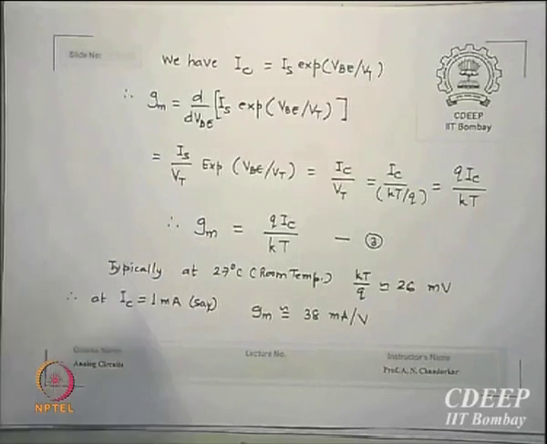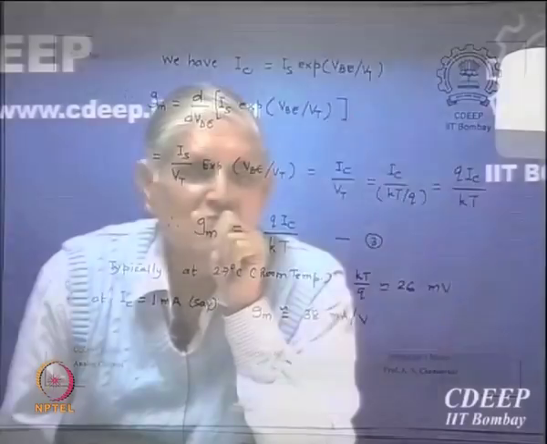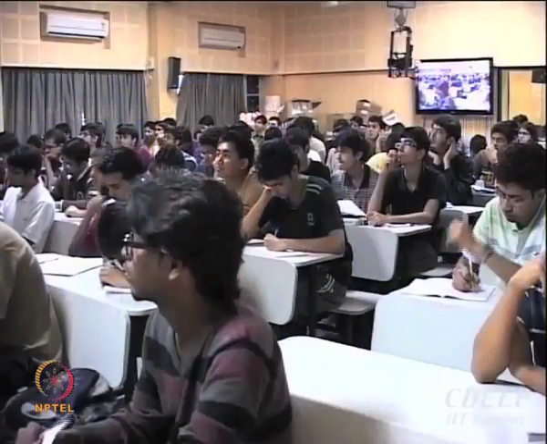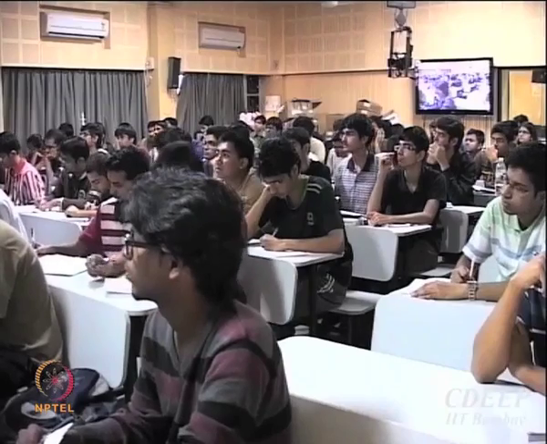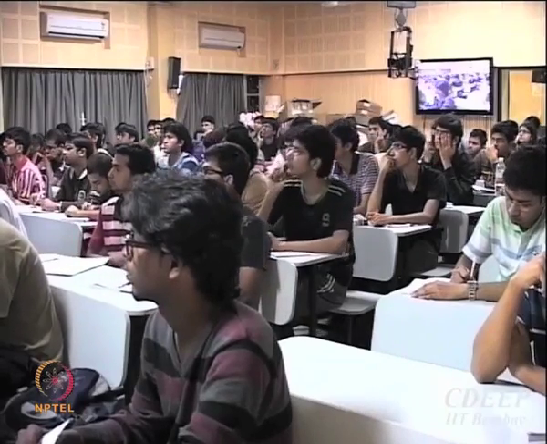Do you find something interesting? On the left side, GM is what parameter, AC or DC? AC, delta, we have said it is AC parameter. On the right, QIC by KT. IC is the DC current. So, are you now thinking that the DC current where the transistor is going to be biased is going to decide the AC parameter transconductance? Is that point clear? This is the most important fact we must know. The DC bias, that is why I say biasing, the capital IC is going to decide the AC transconductance of the amplifier, and that is most important for us.